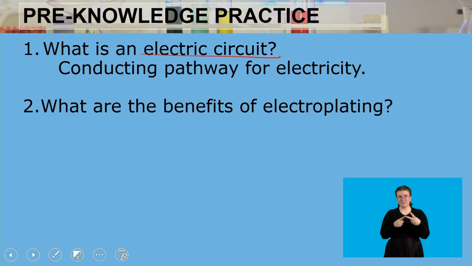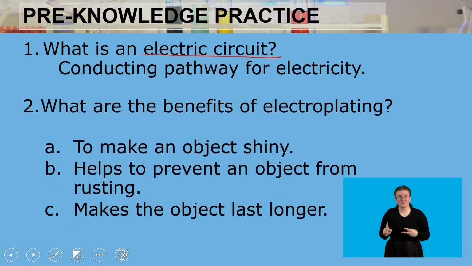Question 2. What are the benefits of electroplating? So why do we electroplate? We electroplate because of the following. To make an object shiny, so if we want to make an object look shiny, we're going to electroplate. We also electroplate because that helps to prevent an object from rusting. We know that certain metals rust easily, like iron. Iron rusts faster. So for us to prevent iron from rusting faster and easily, we're going to electroplate it.